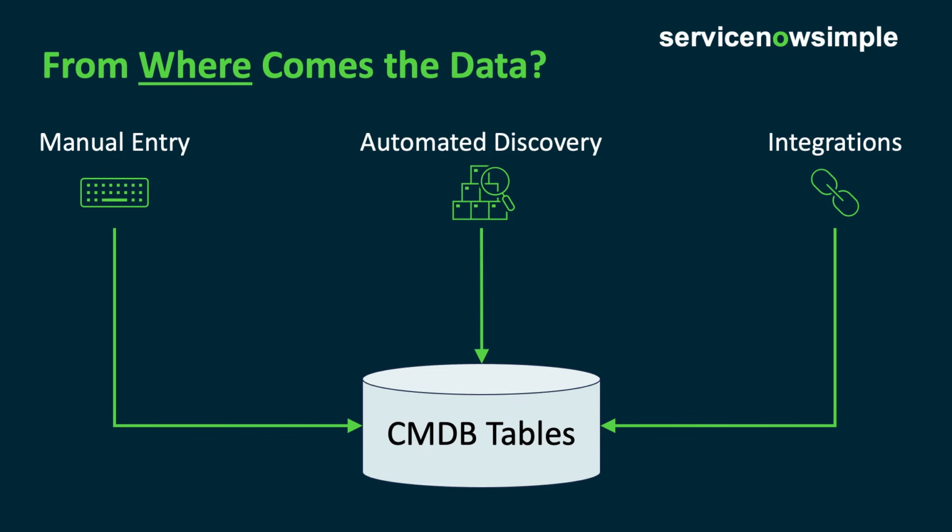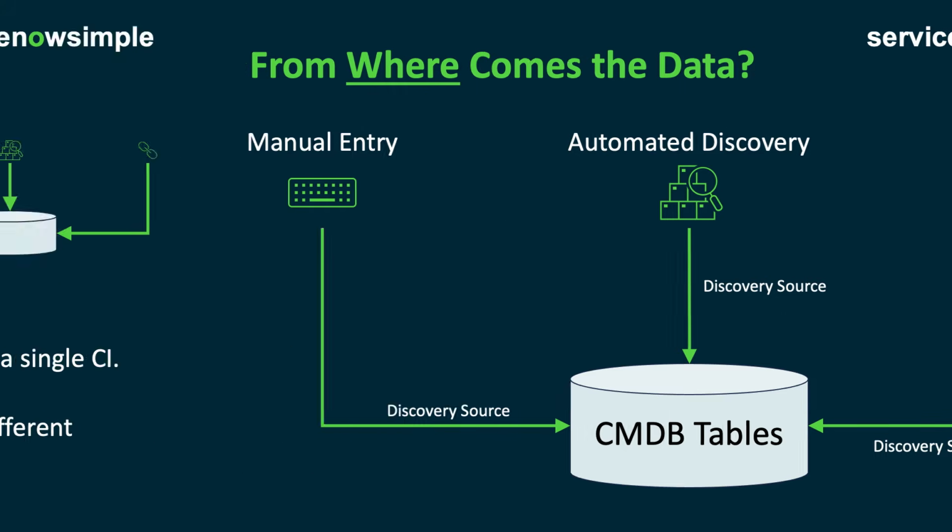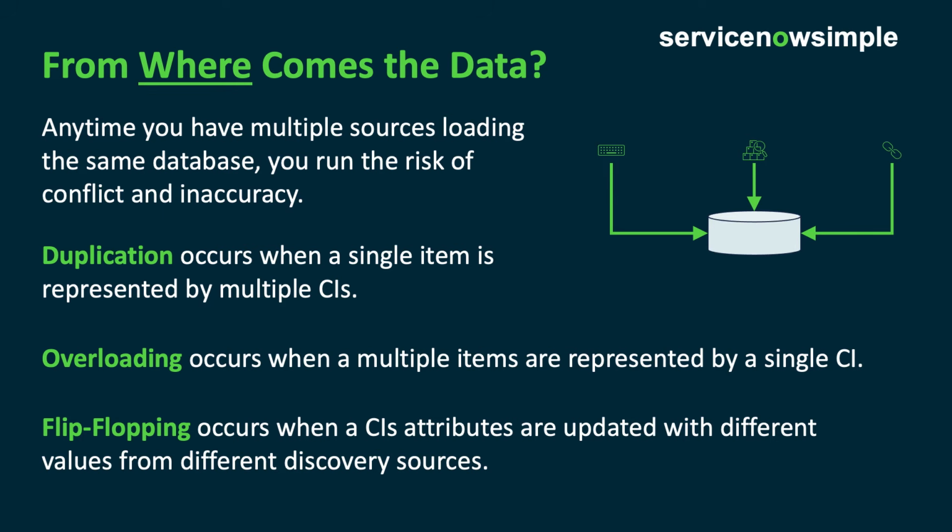So the answer to where the data comes from is often many places. Each source of data entering the CMDB is called a discovery source, and a single CMDB will normally have many discovery sources configured. That's great, but comes with a cost. Anytime you have multiple sources of data loading the same database, you run into the risk of conflict and inaccuracy.